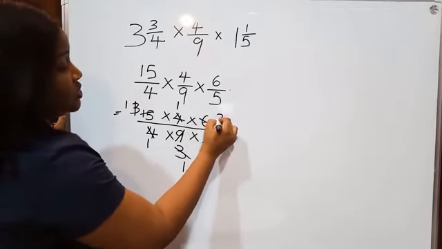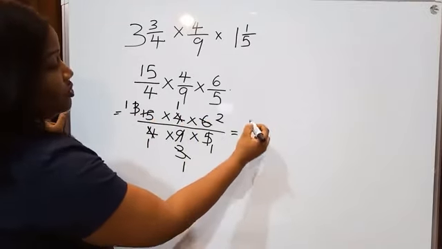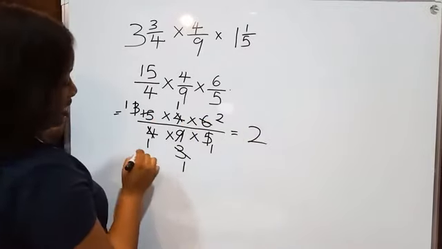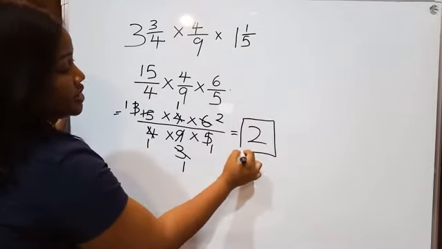6 divided by 3 is 2. And so we have 1 times 1 times 2, which gives us 2, all over 1 times 1 times 1. So our answer is 2.